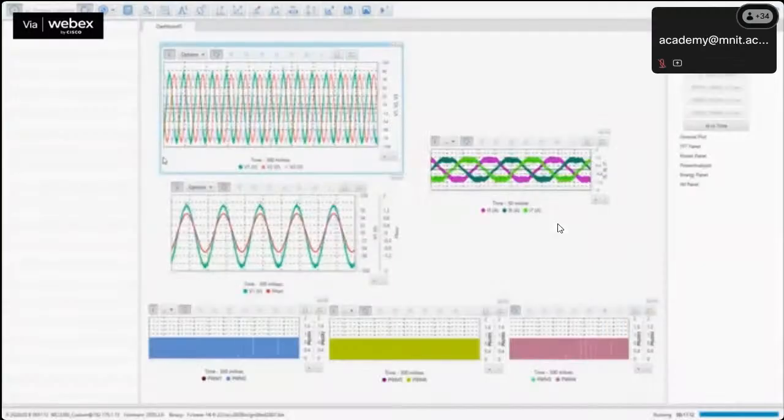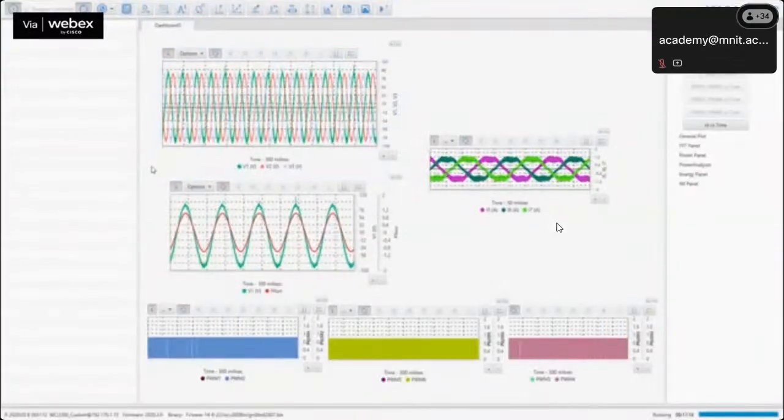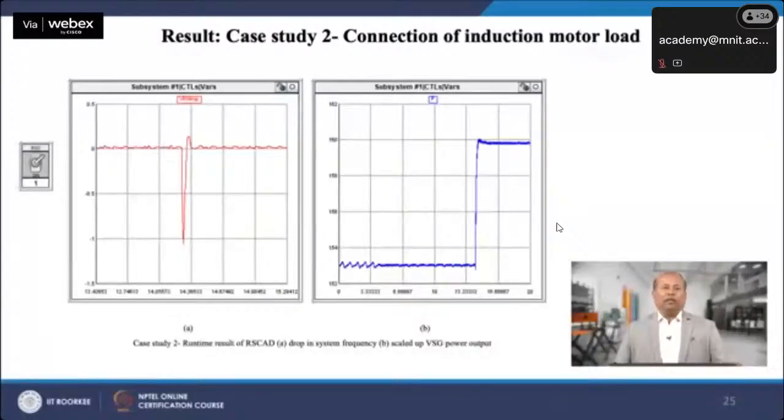observed. Here it can be seen that the VSG has increased its current output in order to provide ancillary support. It can also be observed that the frequency returned to its nominal value with the contribution of the VSG, as it increases its power output from 153 kilowatt to 160 kilowatt in the low inertia IIT Roorkee distribution system.